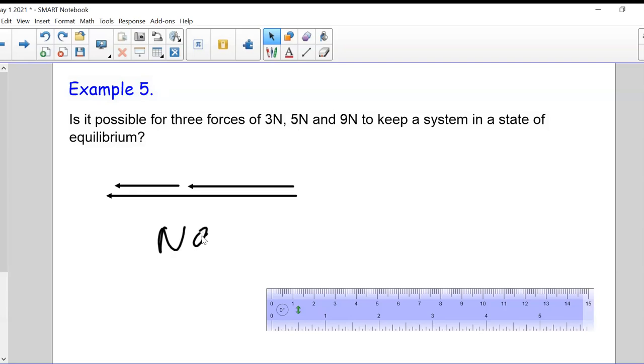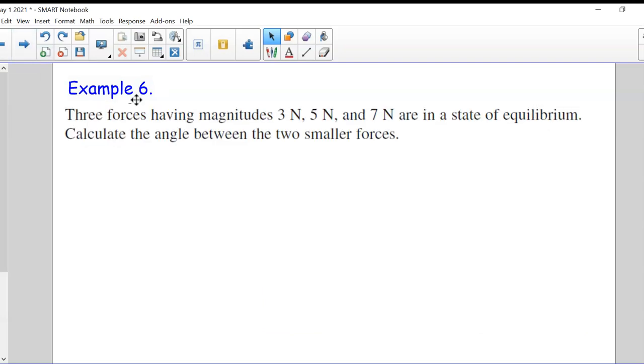Okay? Now, since it's 11:14, I'm going to hold off on doing this last example with you. 3, 5, and 7. No, this one does, right? This one is in a state of equilibrium because 3 plus 5 is more than 7, 3 plus 7 is more than 5, and 5 plus 7 is more than 3. So this one can create an equilibrium, and we're going to figure out the angle between the two smaller forces when we're done with the break, but we'll come back and get that done afterwards.